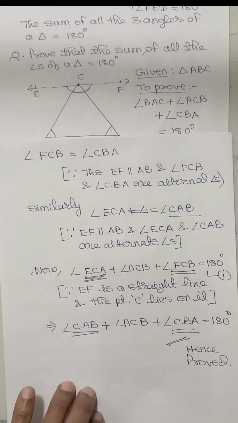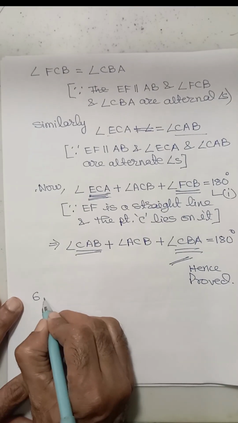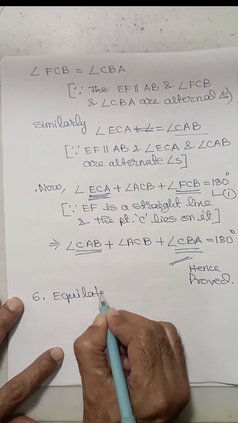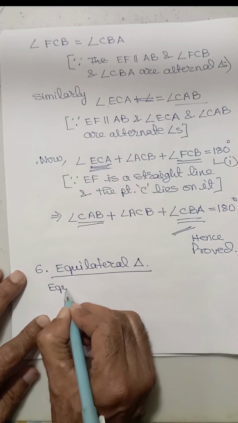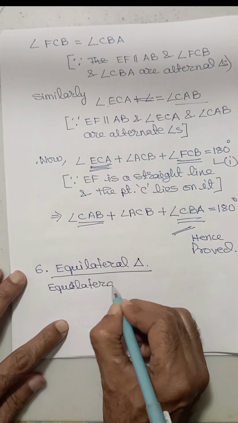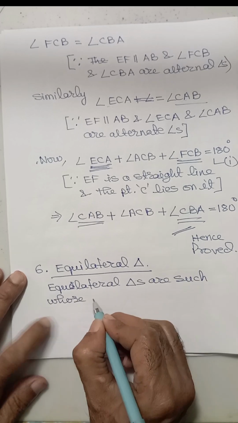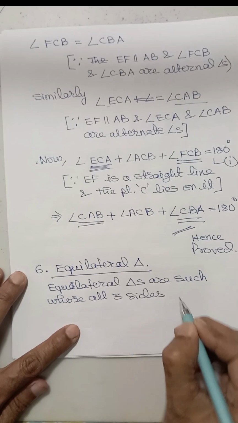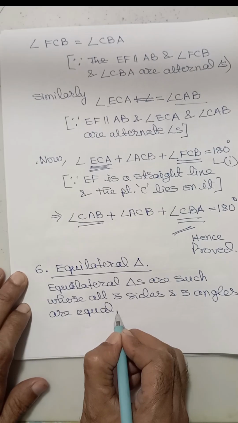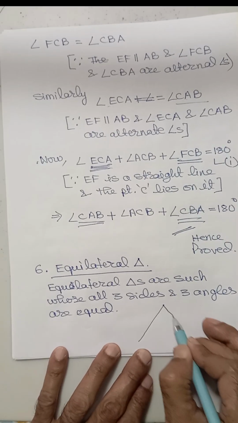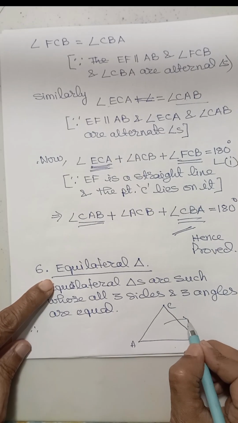Now come to the equilateral triangles. This is 6.1, equilateral triangles. Equilateral triangles are such whose all three sides and three angles are equal. So suppose this is an equilateral triangle ABC. Therefore this is an equilateral triangle.